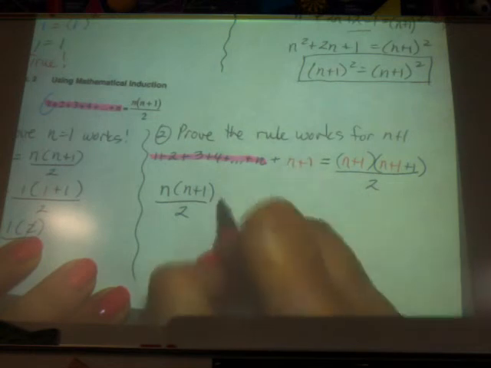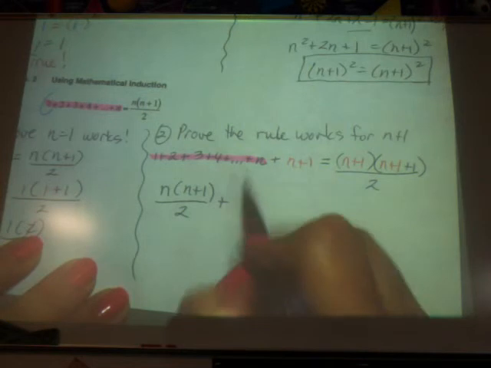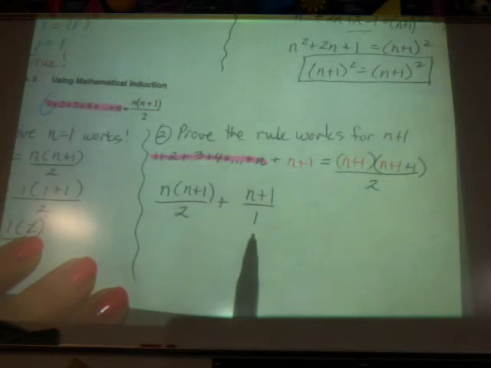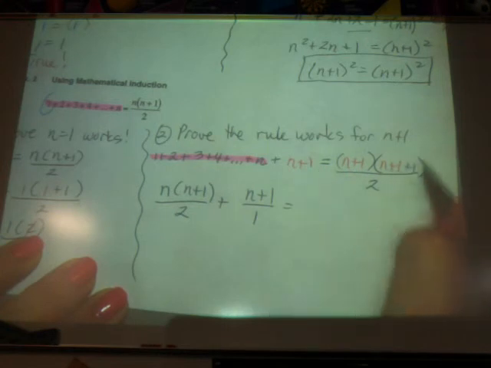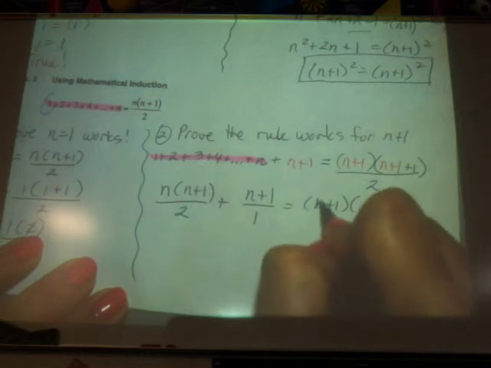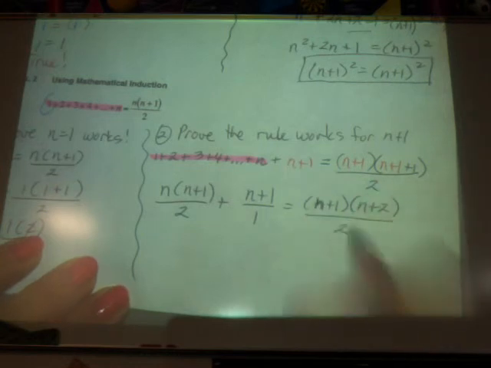Don't forget this plus, and since this is a fraction, I'm going to take this n plus 1, and I'm going to put it over 1. Because I can't add it to this until I have like denominators, agree? Right? Equals, I'm going to just leave this alone for right now, but I am going to add the ones here. So I've got n plus 1 times, it's actually an n, n plus 2 all over 2.